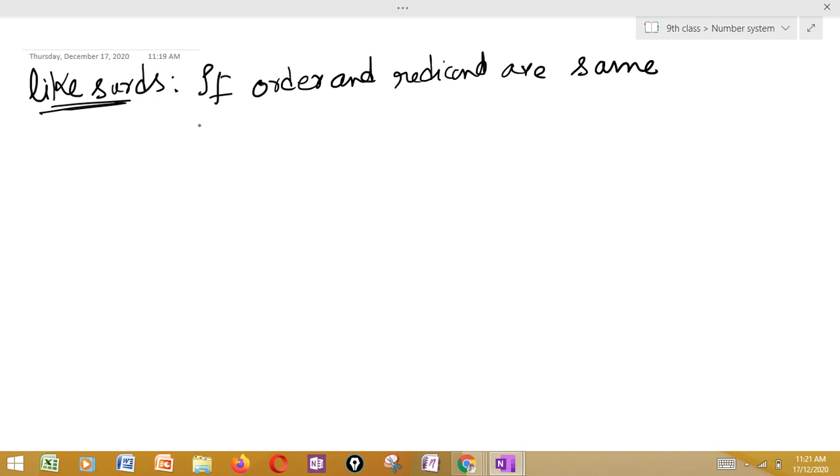For example, have your concentration on the screen. Whenever you talk about like surds, you are comparing two or more surds. Here I am going to write root of 2, 2 root of 2 and 3 root of 2. Can you observe that the order of all three surds is 2? Yes or no? Yes, sir.